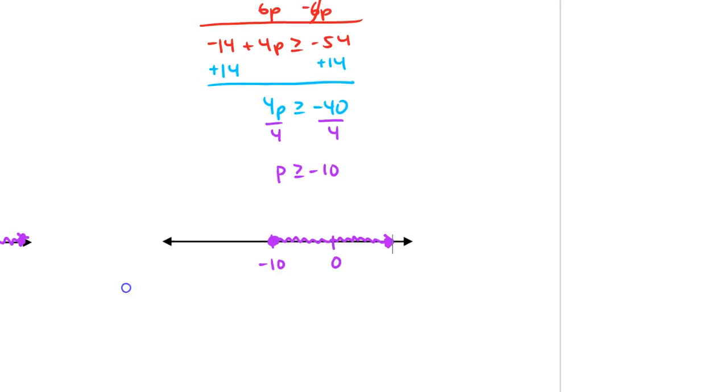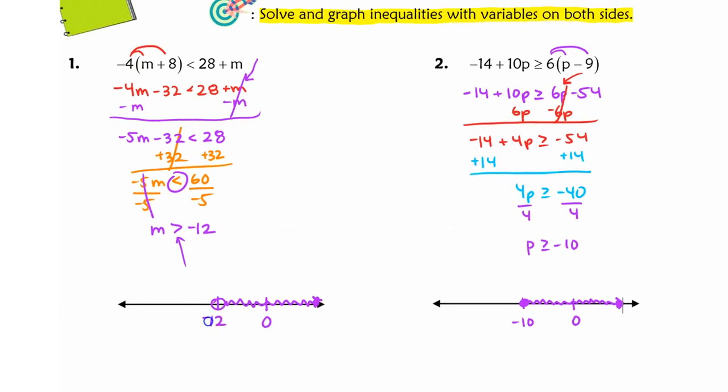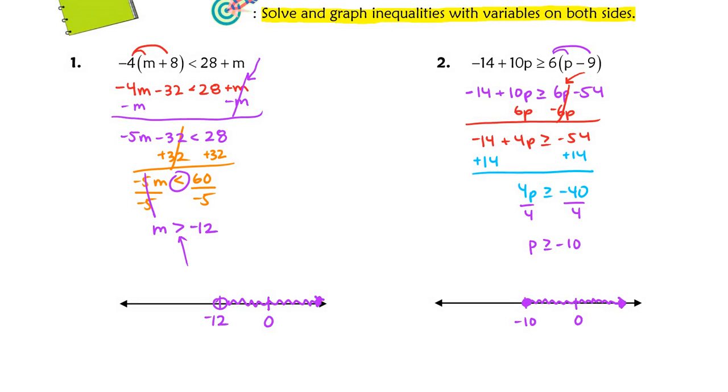Alright, so there was a quick lesson on solving inequalities when you have variables on both sides. Remember, always move the variable. Let's star this real quick. Move the variable from the right. So move the right variable to the left side.